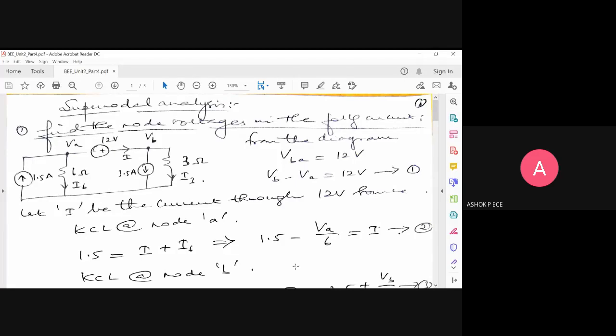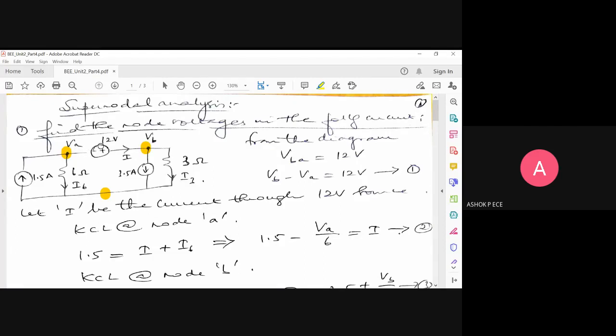Same way, see here in super node, between two nodes you will be having a voltage source, that is a super node. See here in this problem, between two nodes, you have a voltage source. So this is going to be analyzed using super nodal analysis. These two nodes are called super nodes because they have a voltage source between them. So in this circuit, ideally there are three nodes. One is this node, one is this node, and one is as usual your ground. Among the three nodes, these two nodes are super nodes because they have a voltage source between them.